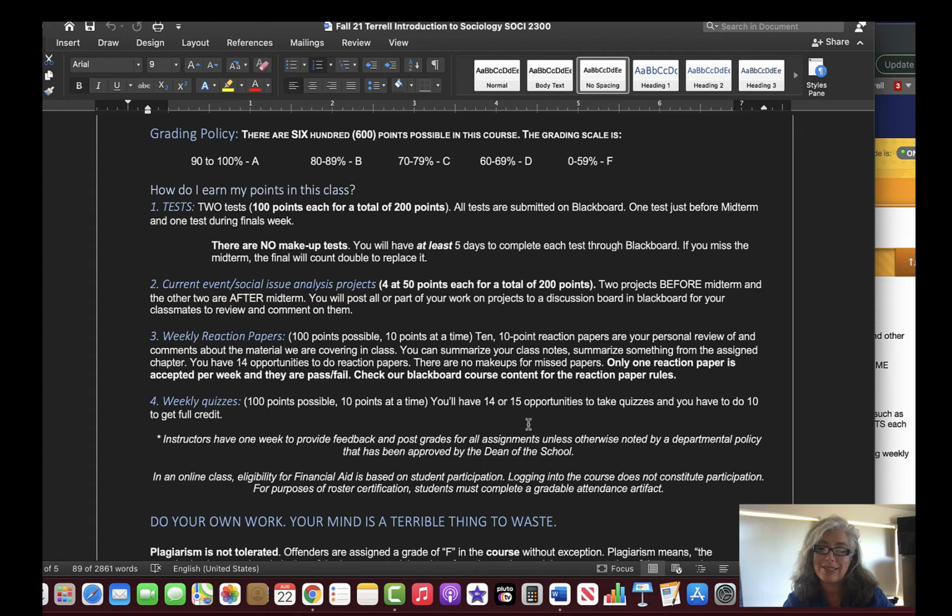So there's no makeups for the midterm test. If you miss it, you're going to have a good week to complete it. So you should be able to schedule early on and prioritize stuff so that you have time to complete it. If you do happen to miss it for whatever reason, whatever you get on your final will count twice. So you won't have to miss out on those points overall. You won't make up the midterm exactly. You'll just count the final grade twice.